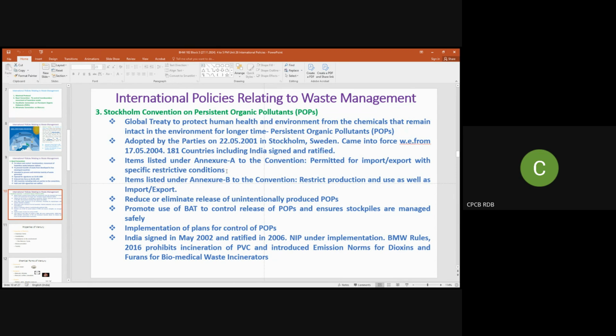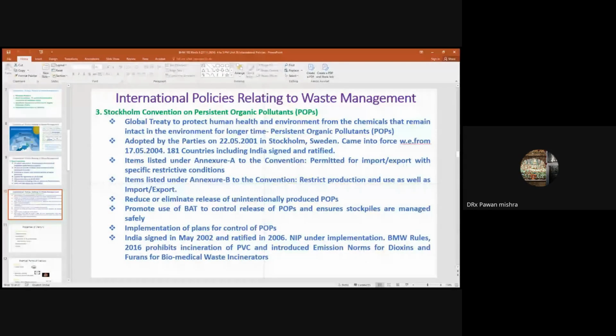follow the rules. Items listed under Annex A of the convention are permitted for import and export with specific restrictive conditions, whereas items listed under Annex B of this convention generally restrict production and use as well as import or export. This convention is there to reduce or eliminate release of unintentionally produced persistent organic pollutants. Means they will be in the environment for longer duration and they may cause impact, like pesticides and chemicals like dioxin, mercury, they all will be in the environment for longer duration.